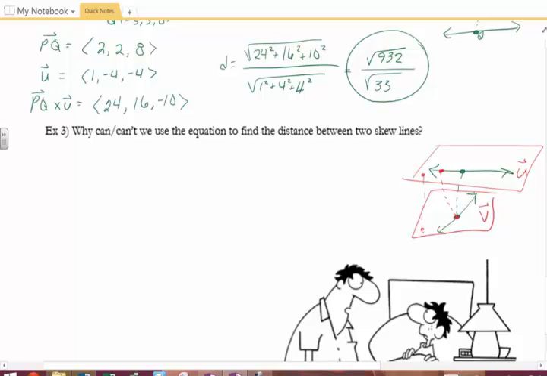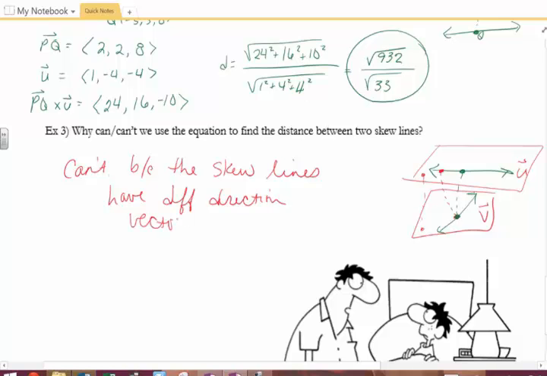So just to have it in your notes, why can or can't we use this equation? We can't because the skew lines have different direction vectors. Okay, that's terrible handwriting, but basically the skew lines have different direction vectors, so you can't use this equation for two skew lines. Instead, use the distance between parallel planes, which in that case means you need to find the parallel planes, and that's another equation and another note for another day.